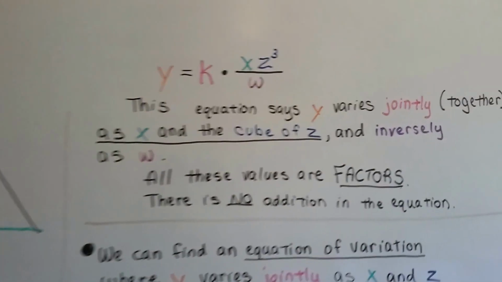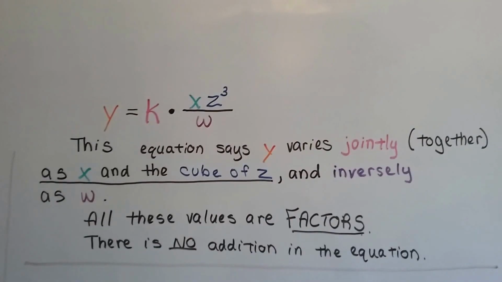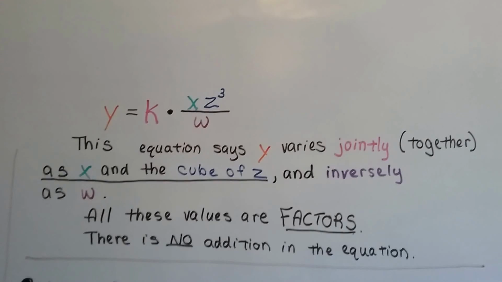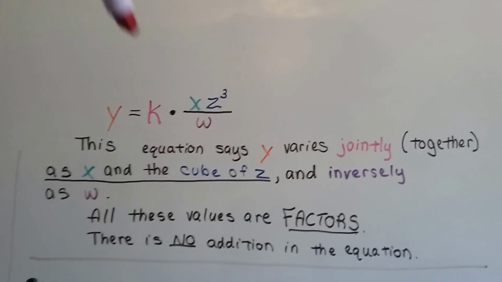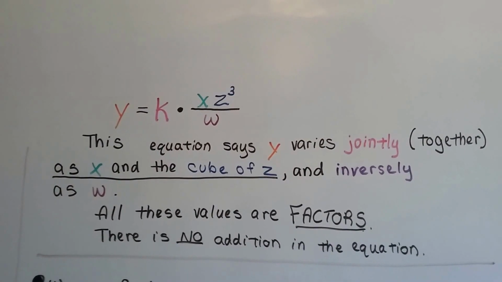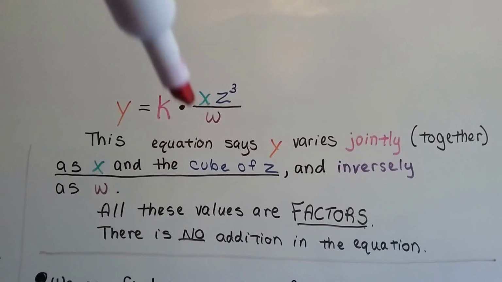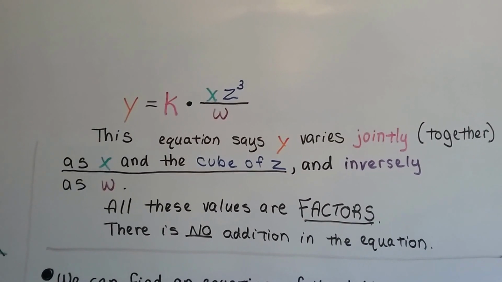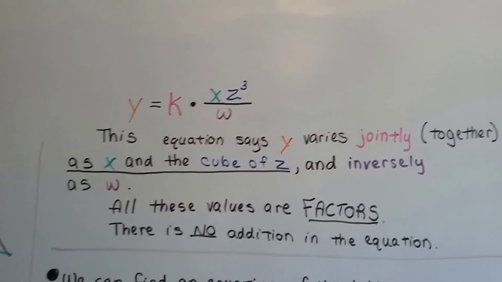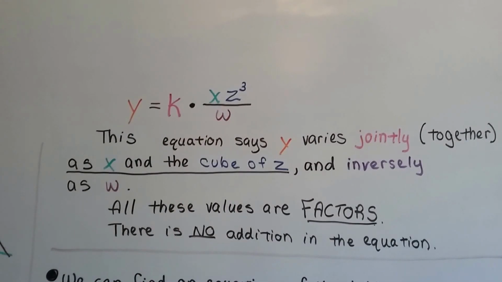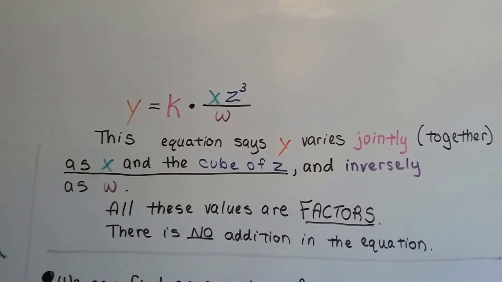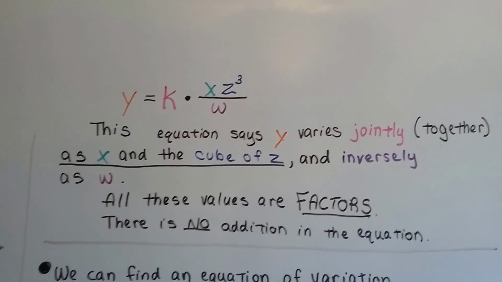Let's try this again. This one looks a little different because our z is now cubed. This equation says y varies jointly together as x and the cube of z. So this y is varying as x times z cubed. See that? And inversely as w. See that? Because these are the numerator and the w is the denominator, it's inversely. All these values are factors. There's no addition in this equation, okay?